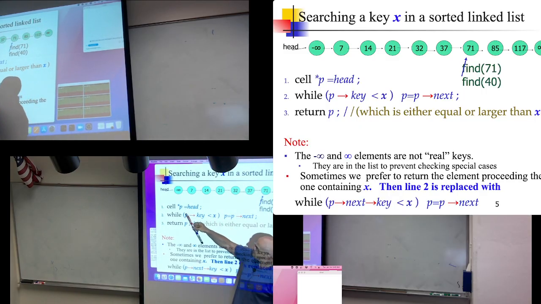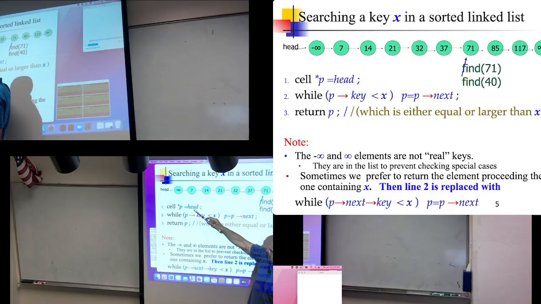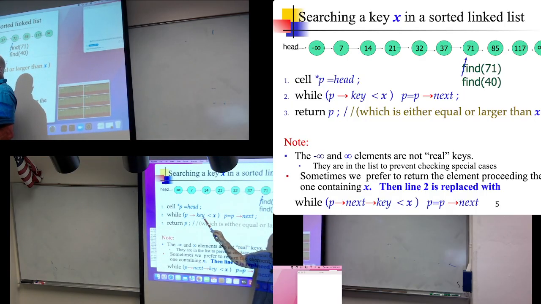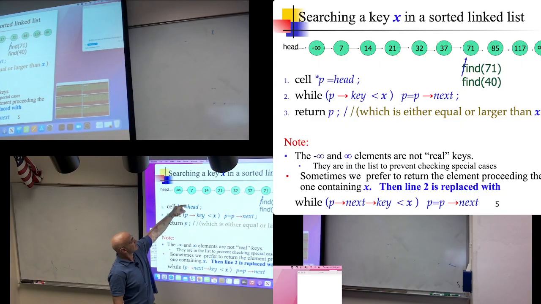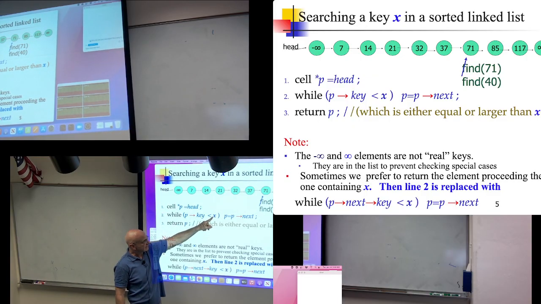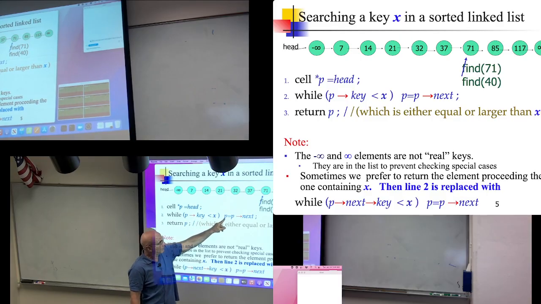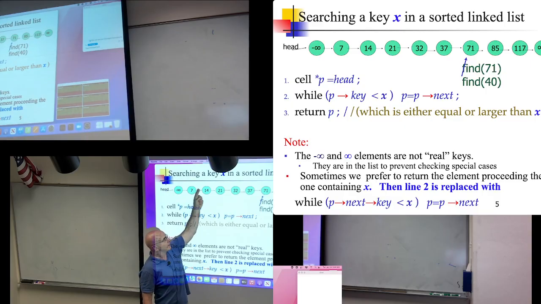What should I do? I start from the head, create a pointer P that points to the head. And as long as P arrow key, in C notation, that is the value of the key that the cell stores, is smaller than x, perform P equals next of P. Move your pointer one element forward.